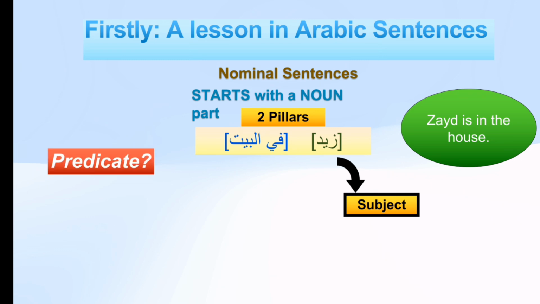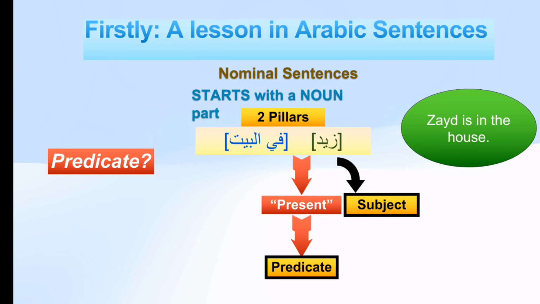Now, where is the predicate, the information about Zaid? In the house is not a noun. In is a preposition, so it does not count as the pillar. The pillars have to be nouns. So where is the predicate? The predicate is actually present, that Zaid is present in the house.